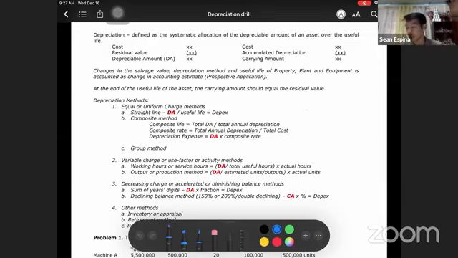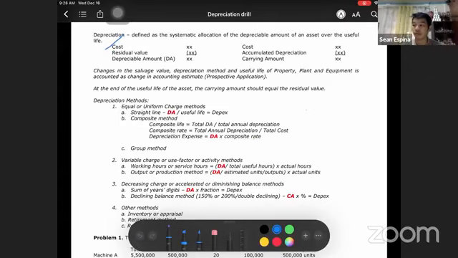So you match the revenue to the expenses. Okay, so that is depreciation. Systematic, so we recognize expense based on the useful life of the property, plant, and equipment. Here under depreciation, we have formulas, di ba? Formulas to familiarize, dapat i-master. So you have the cost.